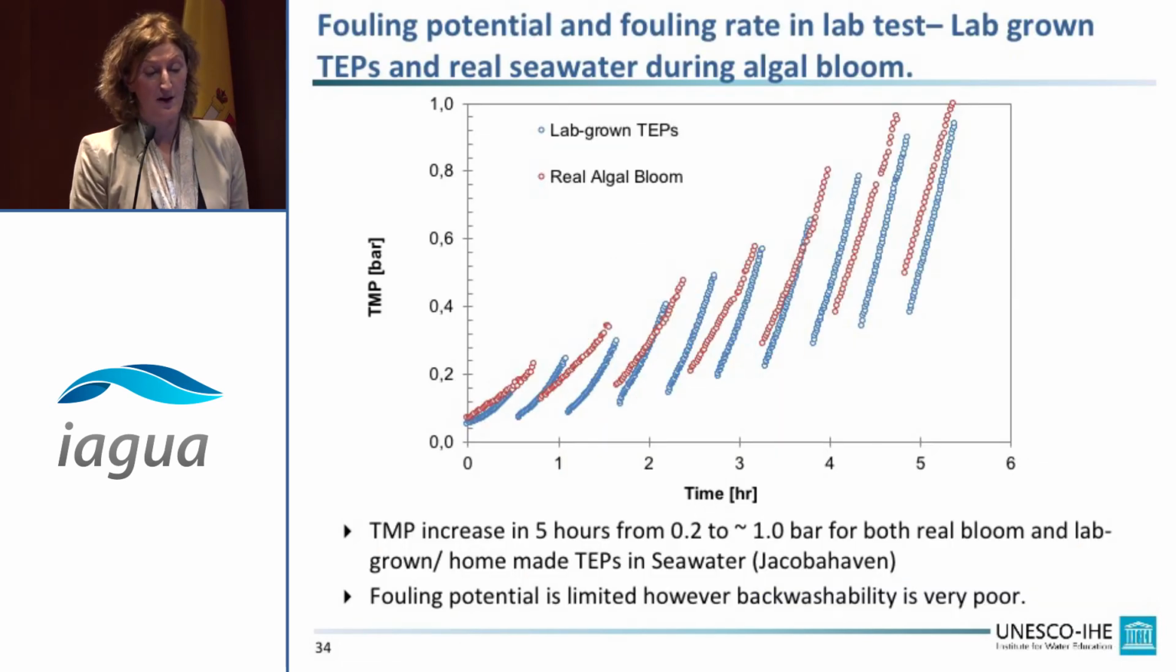Here we try to compare the transparent exopolymers we produced in the lab from our own grown algae with those in real seawater during an algal bloom. And surprisingly enough, we got more or less the same fouling rates on the ultrafiltration in the lab-based system compared with the real seawater.